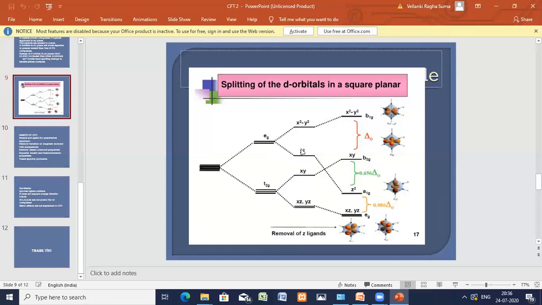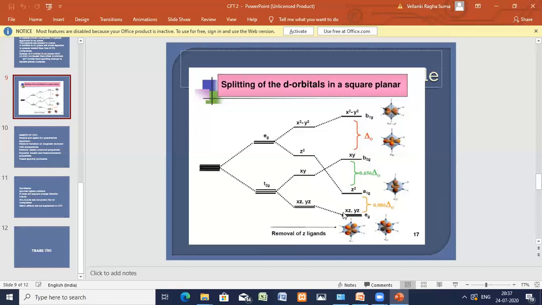Thereon, the splitting will not stop here. They still undergo repulsion and splitting. Again, dx square y square energy is still increased. Z square energy is almost reduced, and xy energy is increased, since the ligands are still in the xy plane. Now, xz and yz energy is still decreased.